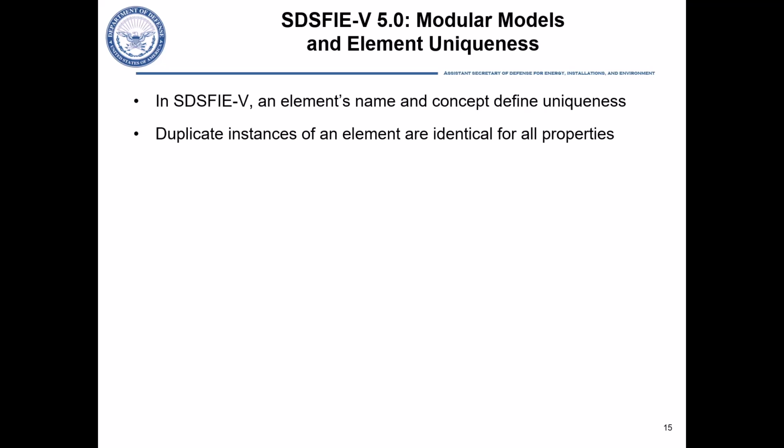Now, with an understanding of attributes and attribute groups in hand, let's consider rules about element uniqueness and duplication. In SDSFIE-V, an element's name and concept define uniqueness. Duplicate instances of an element are identical for all of the element's properties, not just model name, alias, and definition.